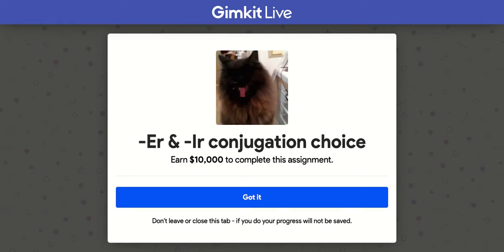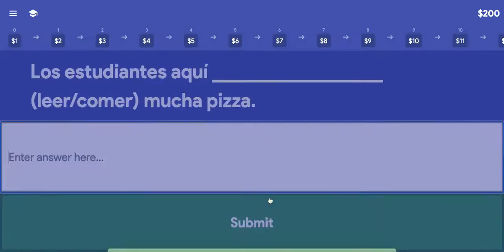So let's go ahead and talk about conjugating ER and IR verbs based on the context of a sentence. So let's go ahead and look at this particular Gimkit set. Your goal is to earn $10,000 in order to complete this assignment. So let's go ahead and check it out. We're going to click Got It.